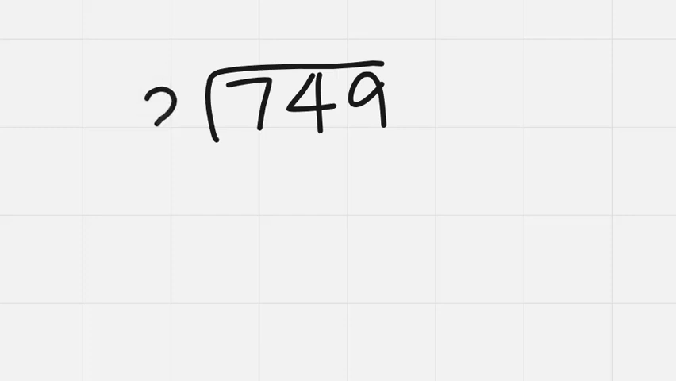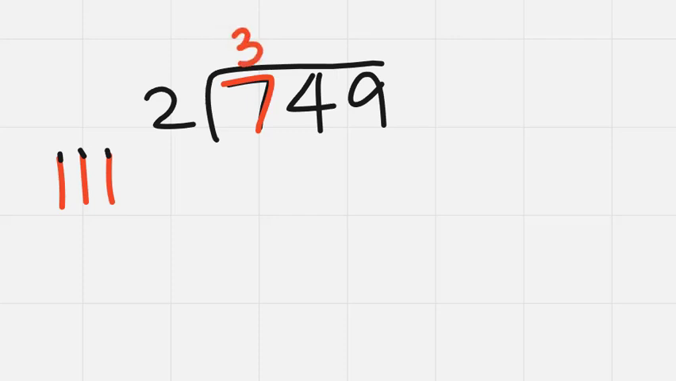Let's begin. Please copy this down. 749 divided by 2. We're going to begin by looking at the first number, which is 7. We're going to count by 2 until we get to 7 without going over. Let's count. 2, 4, 6, 8. 8 is too high. We'll stop at 6. That's 1, 2, 3 2s.